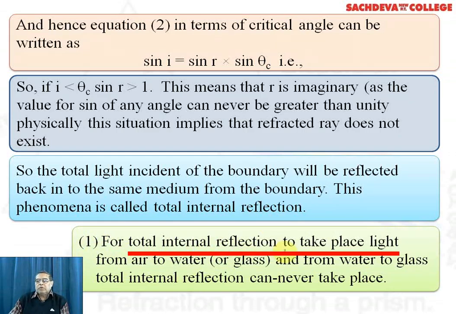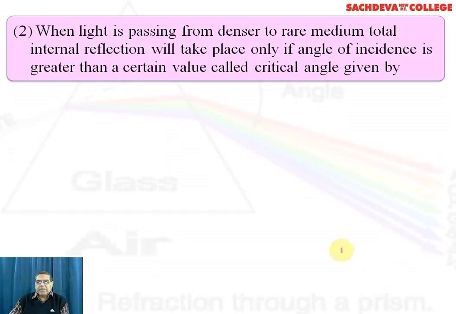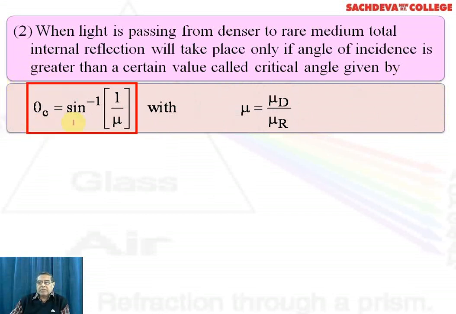For total internal reflection to take place, light going from air to water or glass, and from water to glass, total internal reflection can never take place. When light is passing from denser to rarer medium, total internal reflection will take place only if the angle of incidence is greater than a certain value called the critical angle, given by theta c equals sine inverse of 1 over mu, or otherwise sin theta c equals 1 over mu. So mu should be mu d over mu r, where mu d stands for the refractive index of the denser medium and mu r stands for the refractive index of the rarer medium.